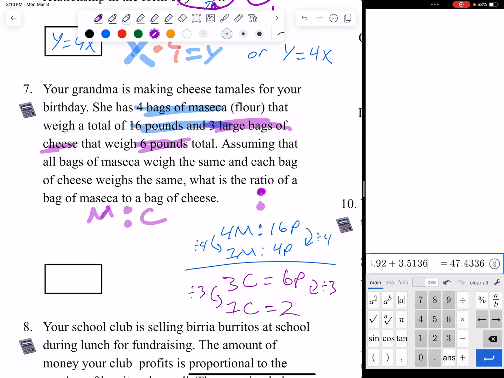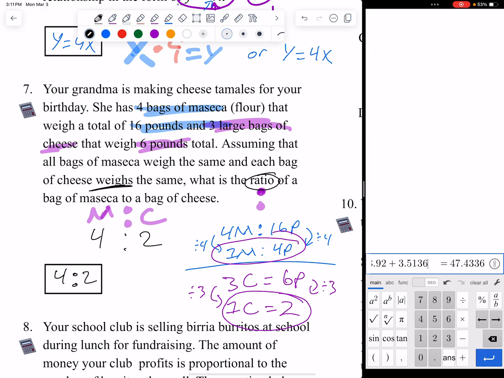So that works out. Now that I have my 2 weights, I can go ahead and write the ratio that they want. If they want maseca to cheese, my maseca was 4 pounds, because it's the weight, and my cheese was 2. So then my ratio is 4 to 2.